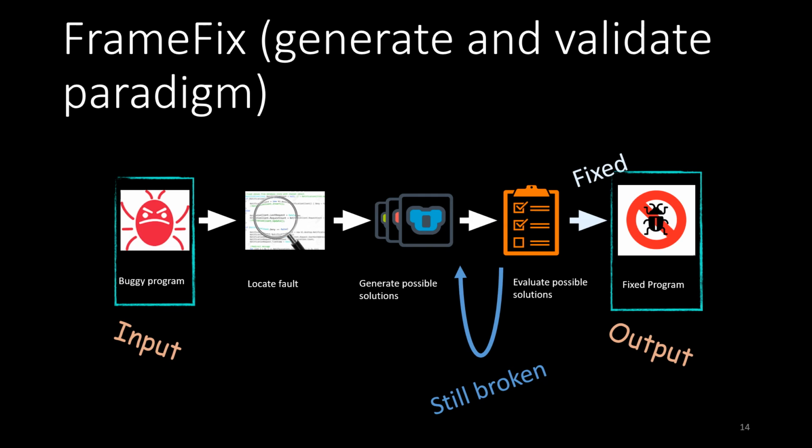FrameFix is a technique in the generate and validate paradigm. Shown here is a high-level overview of that process. The repair technique, in this case FrameFix, takes in a buggy program as input. It then locates the fault inside the program and generates possible solutions for that fault. It will then evaluate those possible solutions to determine if it needs to generate more, if it didn't fix the issue, or if it fixed the issue, producing a fixed program. If the generate and validate paradigm never produces a fixed program, it'll eventually time out at some point.